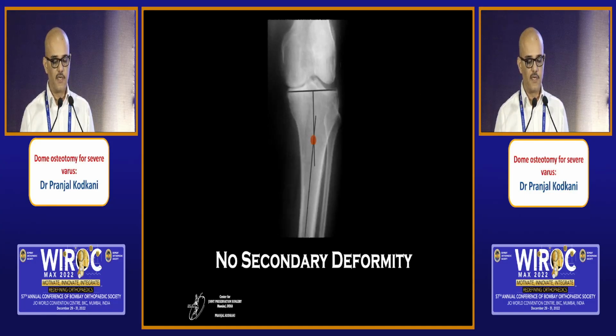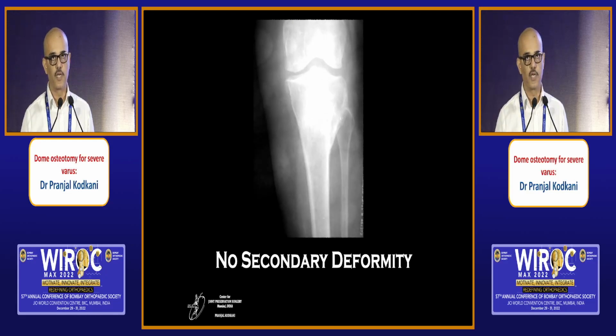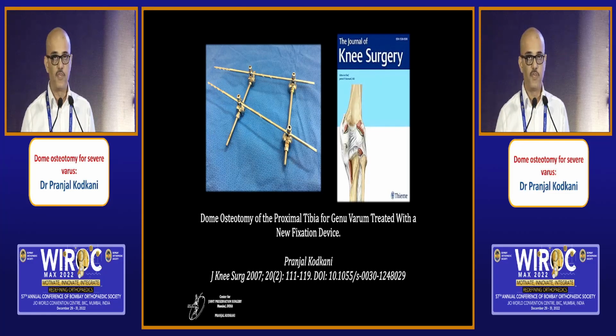Now, when we are considering a dome osteotomy, we see that the ACA of the osteotomy precisely coincides with the CORA of the deformity of the tibia, and therefore postoperatively we do not get any secondary deformities. I prefer to fix this with this simple uniplanar bilateral fixator, and this has been published in the American Journal of Knee Surgery. I call it the dome stabilizer.